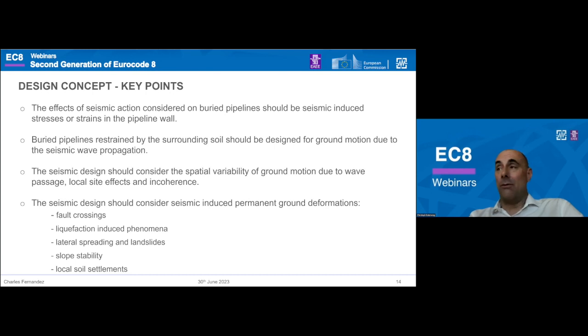Furthermore, again, we have to take into account also the spatial variability. And again, we have some concepts available in the code, some simple ones with increasing factors, and some more advanced ones considering the local soil conditions. Again, we have here different types of permanent ground deformations. I don't want to repeat it, but they are similar as mentioned before.